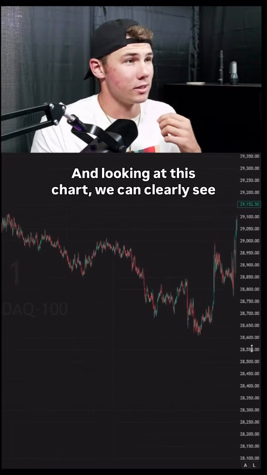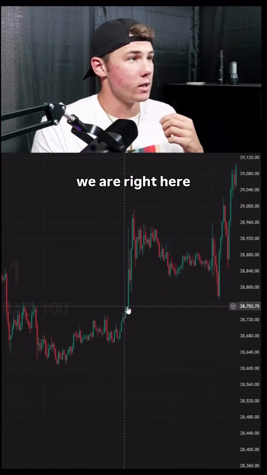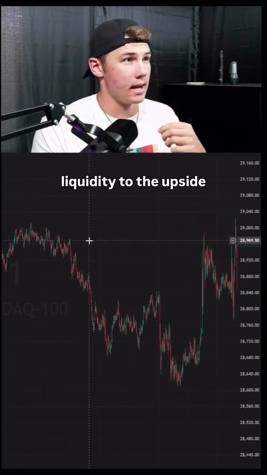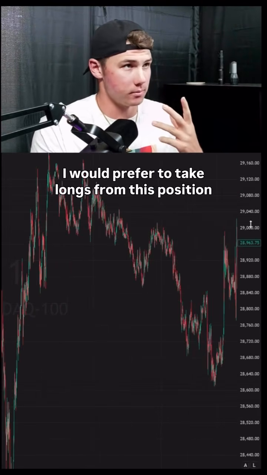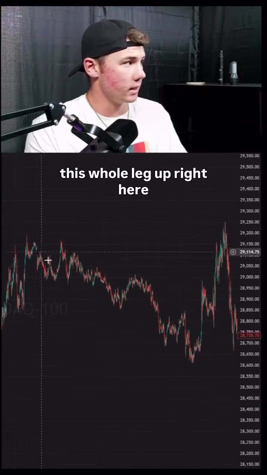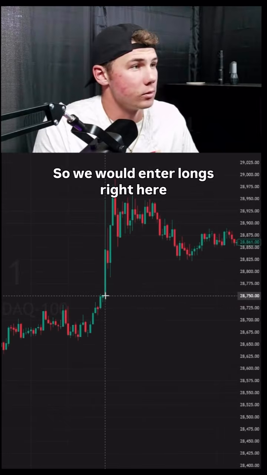And looking at this chart, we can clearly see we are right here. There is so much stacked low resistance liquidity to the upside. I would prefer to take longs from this position. We're also in OTE, or we tapped equilibrium of this whole leg up right here. So we would enter longs right here.